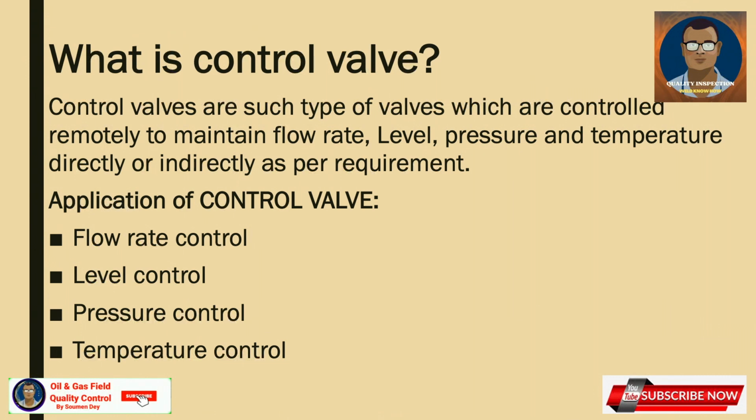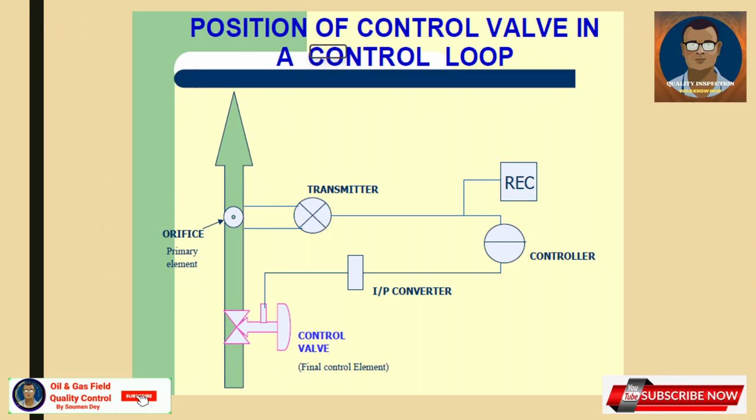What is a control valve? Control valves are a type of valve which is controlled remotely to maintain flow rate, level, pressure and temperature. Position of control valve in a control loop. The diagram is self-explanatory to show you where the control valves are being used. You see the arrow direction is the flow of the fluid or gas.